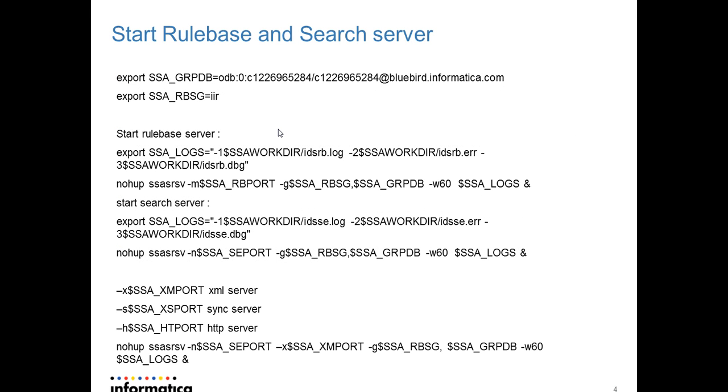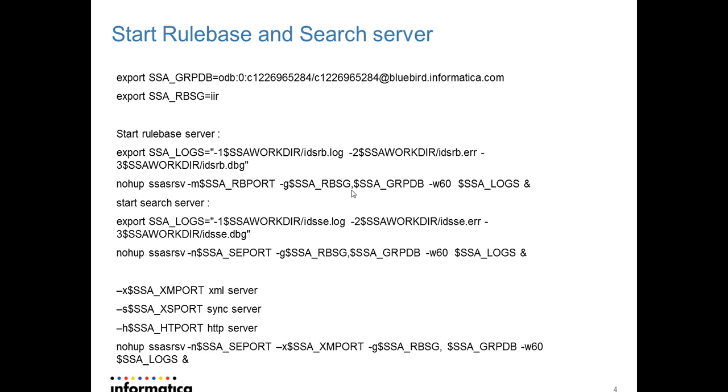Here are the commands to start servers in a group. First is rule-based server. To start rule-based server in a group, you need to use command /srsv, and with -m option you need to give rule-based server host and port. With -g option you need to give the group name. For example, you can give any name like IIR or group 1 or group 2.